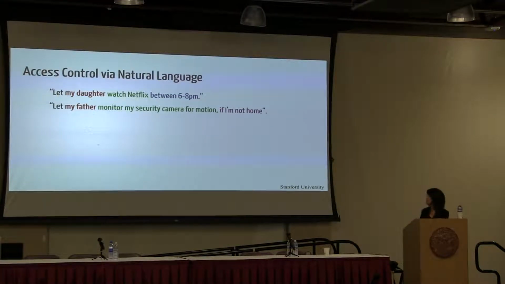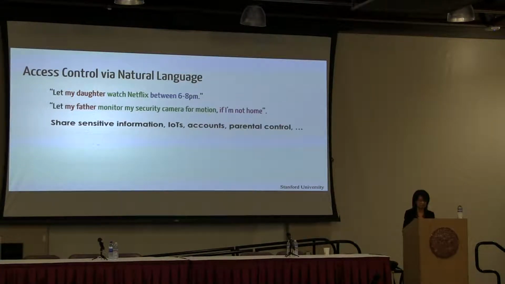So here are a couple of examples. I can say, my daughter can use my Netflix account between 6 and 8 p.m. So now I'm implementing parental control. Or I can say, I have a security camera. When I'm out of town, only when I'm out of town, my father can help me monitor my house security by looking at my security camera. But only if I'm not home, because I don't want you to be watching me when I'm at home. So these are English sentences that help you share sensitive information: IoT devices, accounts, parental control, what have you.